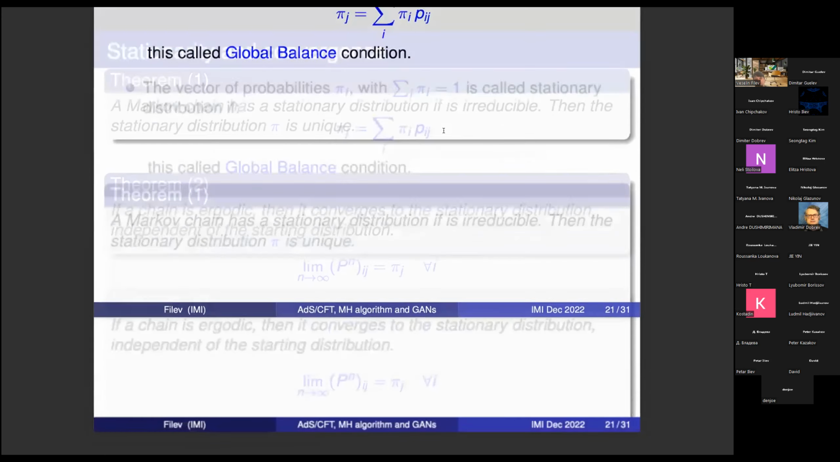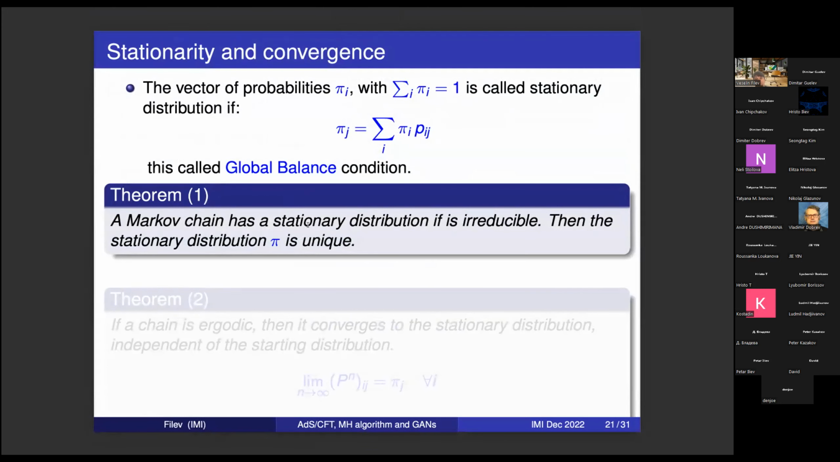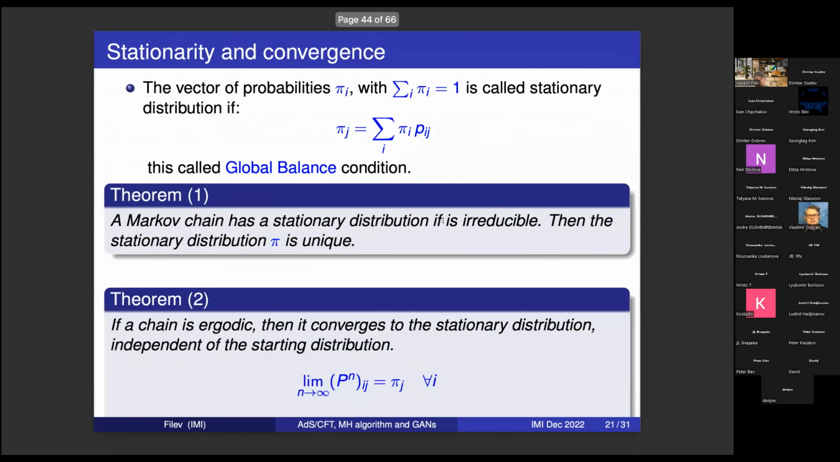Now, if a Markov chain is irreducible, it has a stationary distribution and it's unique. That's a very nice property. And then if it is ergodic, it doesn't matter where you start from. The final state will be independent of the initial state and will be the stationary distribution. So it converges to the stationary distribution no matter where you start from for an ergodic chain.